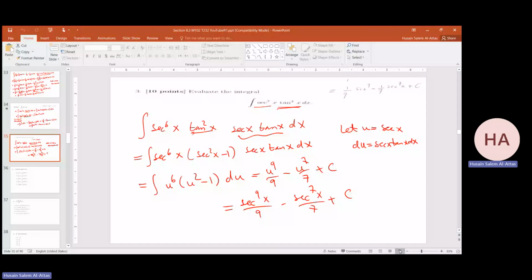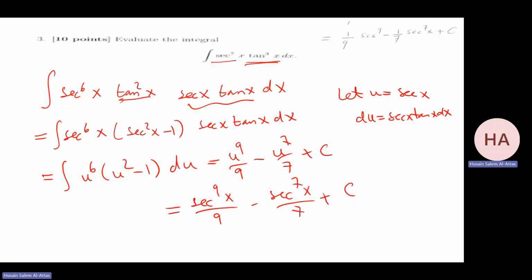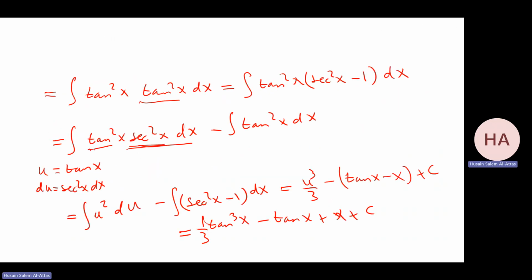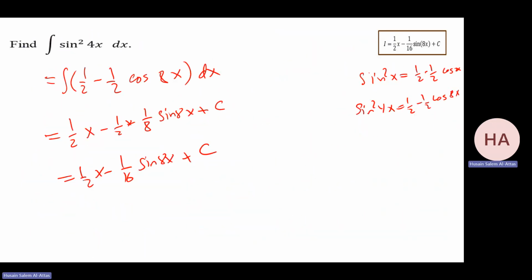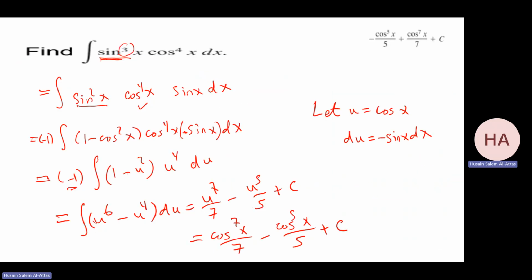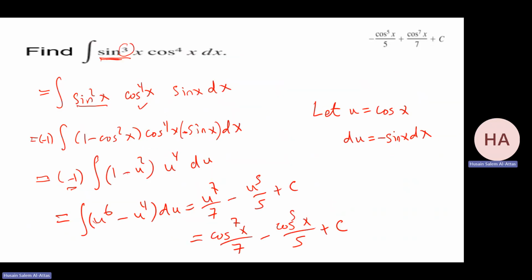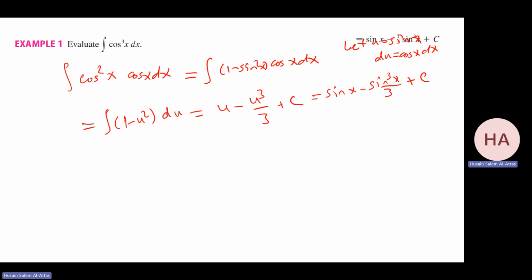Bismillah ar-Rahman ar-Rahim. We'll continue doing some old exam problems for section 8.3. Sine 3x, sine 4x. Quick review before we go: guidelines for evaluating integrals involving powers of sine and cosine. If the power is odd, what we do; if the power is even, what to do for sine and cosine. And we did examples.